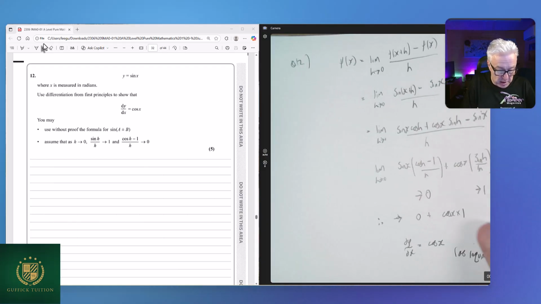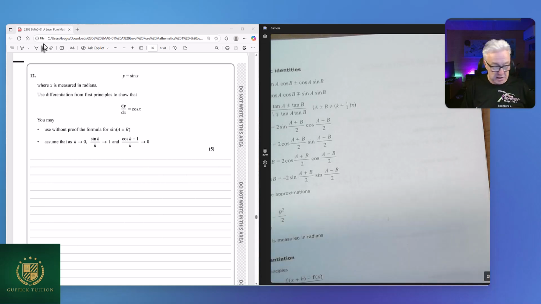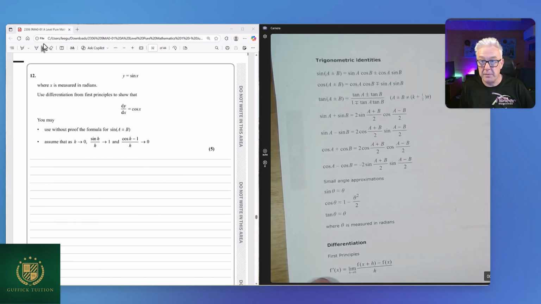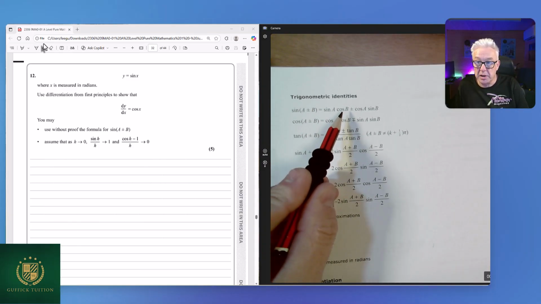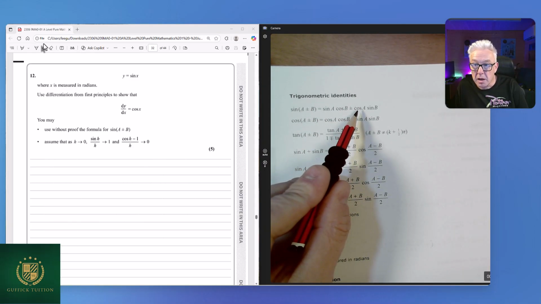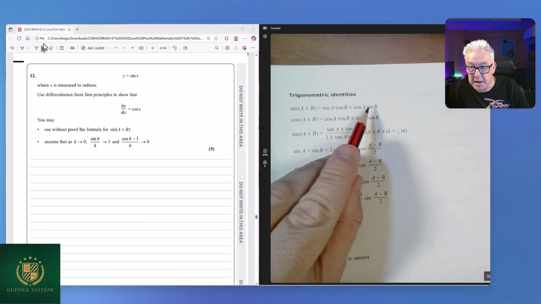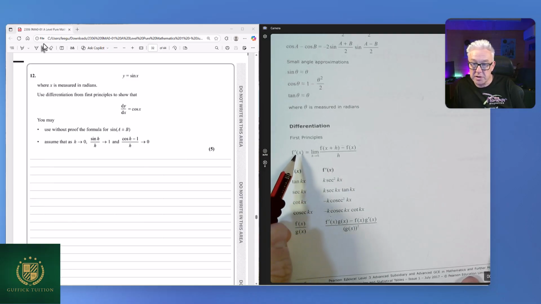So the good news about this particular question is that all the information that we need is provided in the formula booklet. So we're given the fact that sine (A add B) is equal to sine A cos B plus cos A sine B. So that's good. And we're also given the differentiation from first principles formula, which is super handy as well.